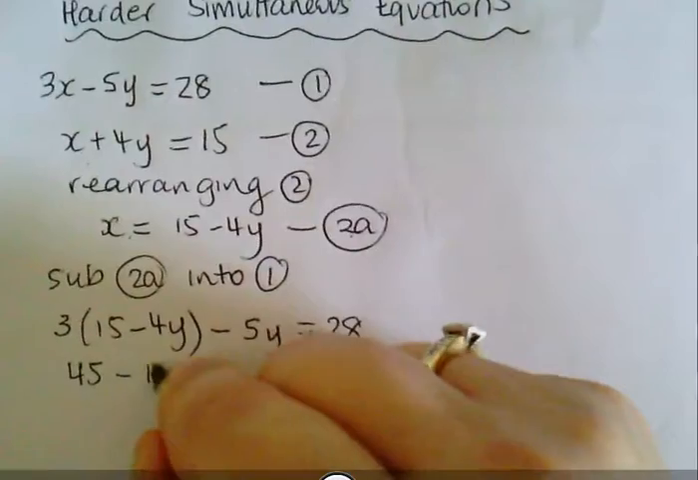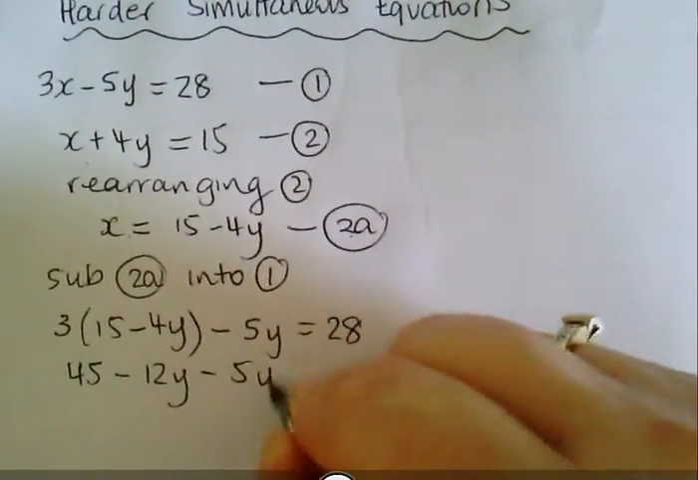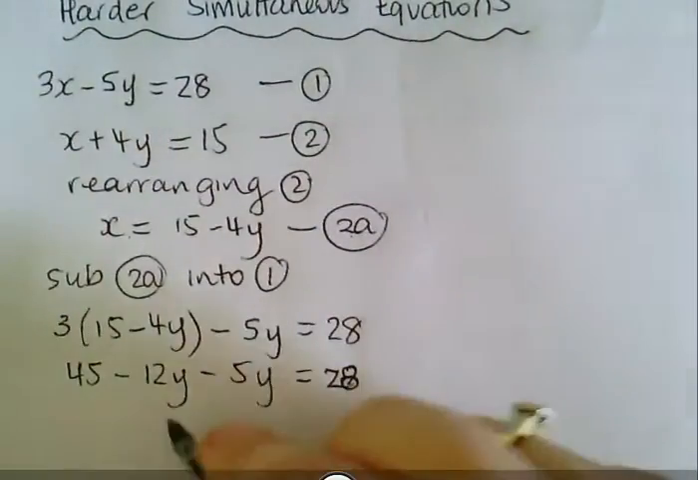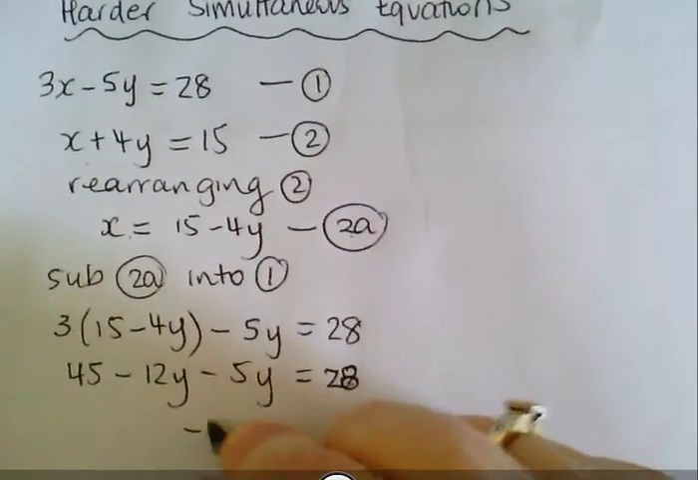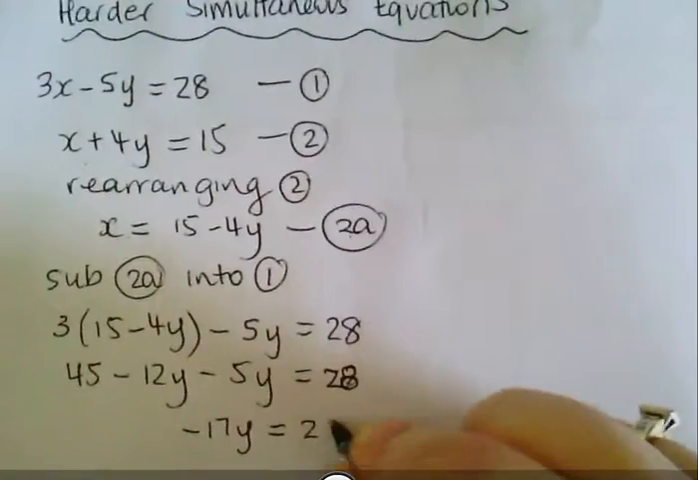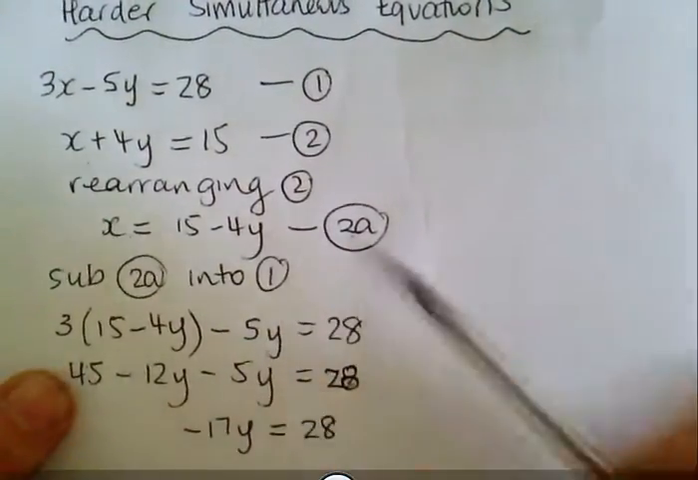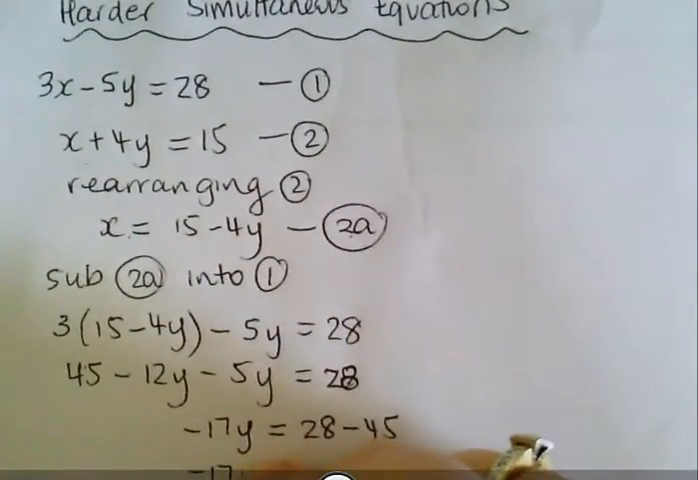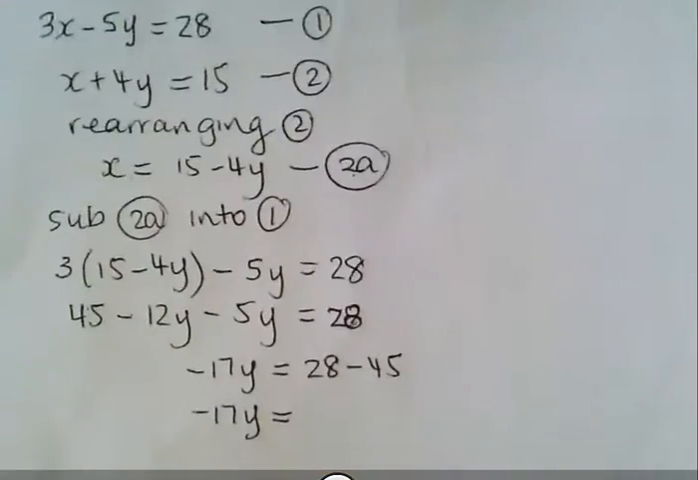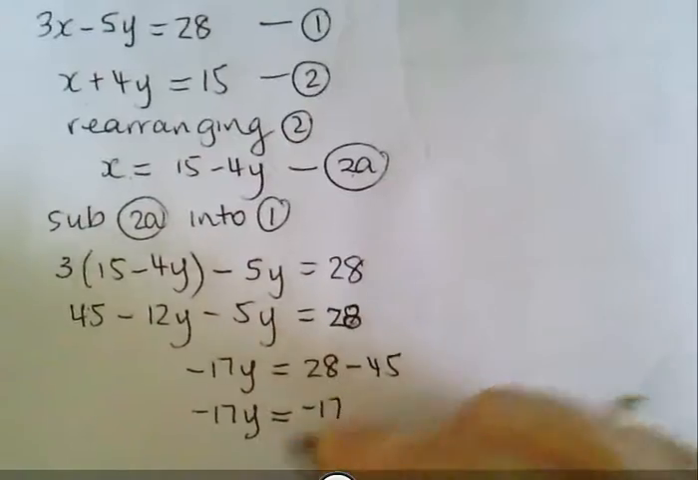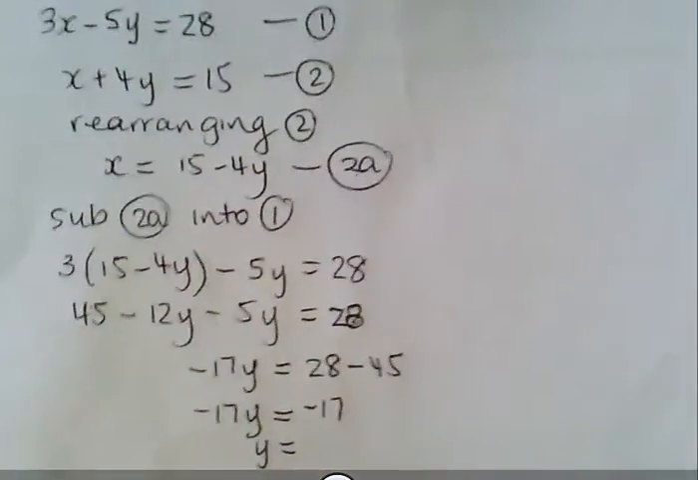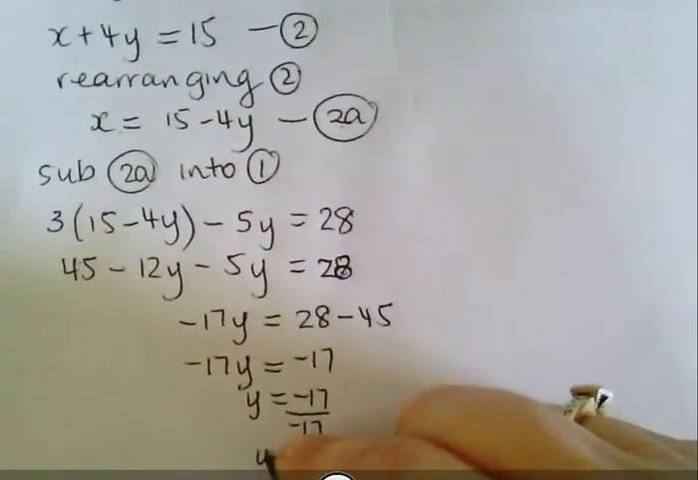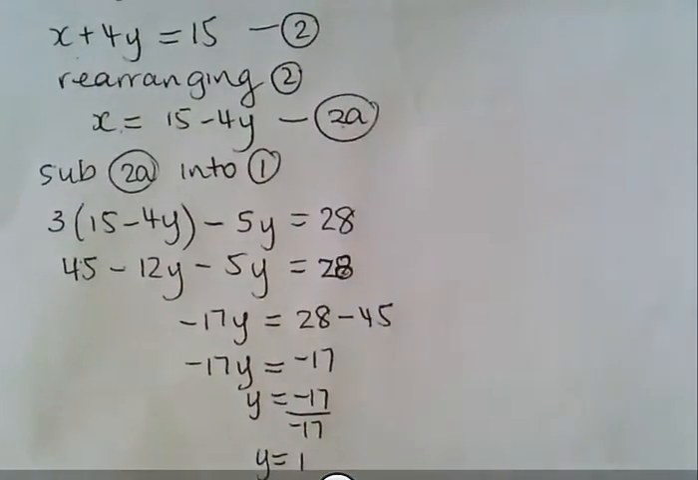I've got 45 minus 12y minus 5y equals 28. Minus 12y minus 5y, that's minus 17y equals 28. Inverse operation of plus 45 is minus 45. So I've got negative 17y equals 28 take away 45, which is negative 17. And now I need to divide by negative 17. So y is negative 17 divided by negative 17, which is 1.